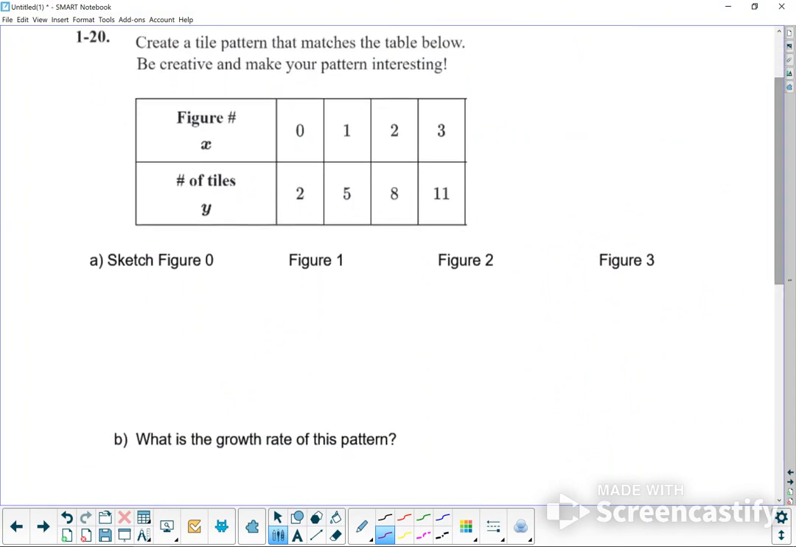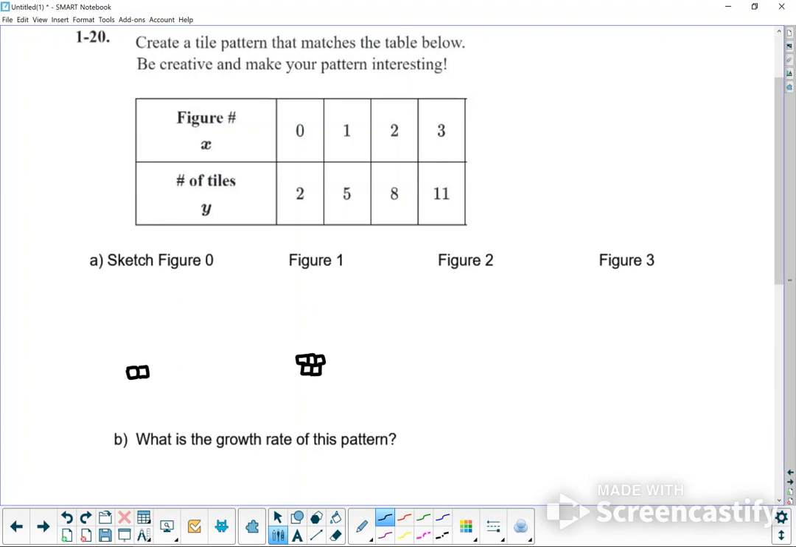But if you want to follow me, figure 0, which is right here, is going to be 2 tiles. So I'm going to put 2 little blocks next to each other. Figure 1 is going to be 5 tiles. So basically, I have 2 to start out, and that's what figure 0 was. But to get 5, I need to add 3 more. You can do it any way you want. I'm going to be kind of boring, and I'm just going to put one on top in between the 2, and then one right there. So that's 5.